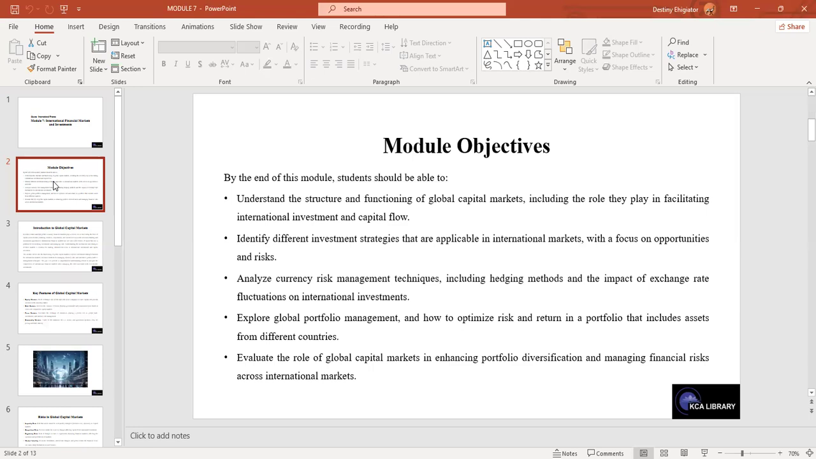Students should also be able to evaluate the role of global capital markets in enhancing portfolio diversification and managing financial risk across international markets.